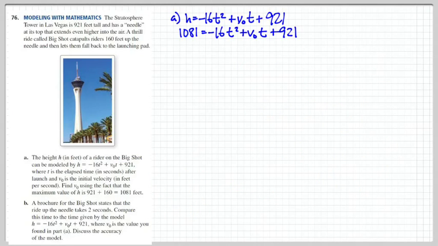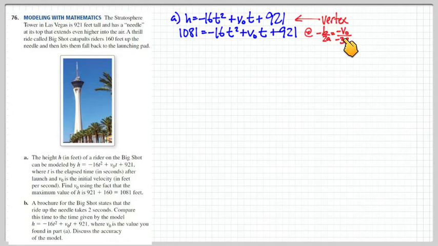Last problem. So in this case, we're given the initial equation. We're also given the maximum height of the vertex. We need to find v0. So let's do some thinking here. We know that the vertex is going to be at negative b divided by 2a. So that's going to be equal to negative v0, divided by 2a, that's minus 16, so 2a is minus 32.